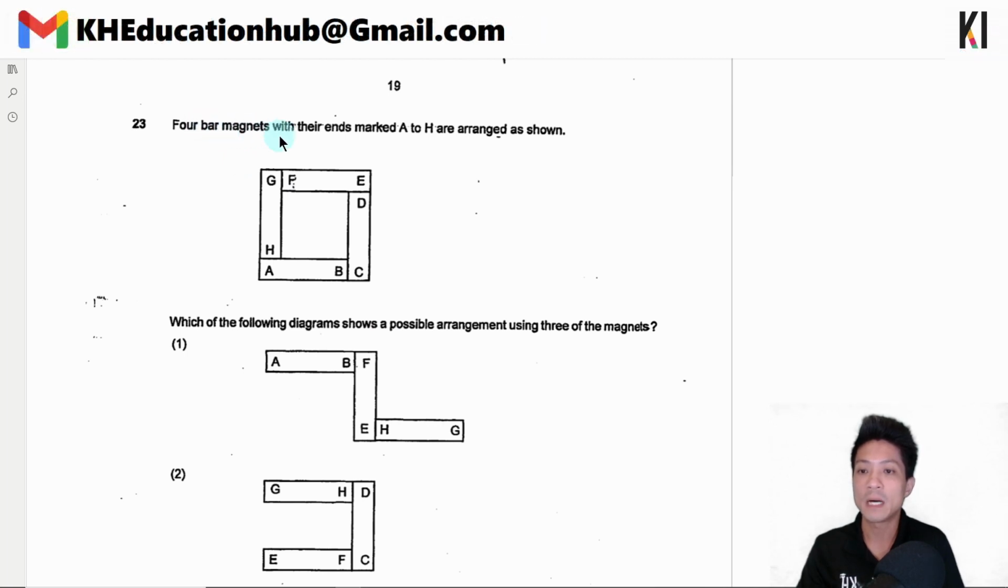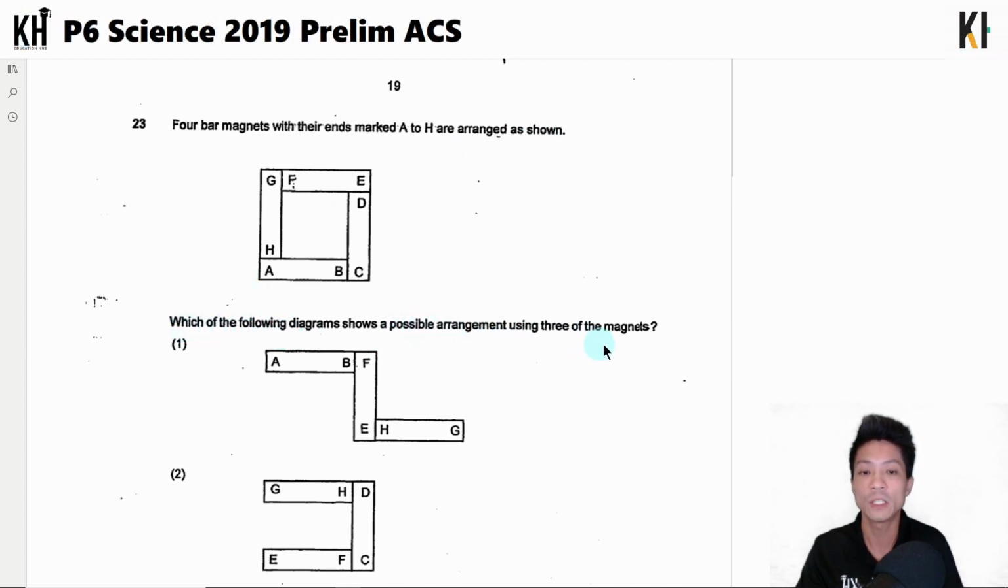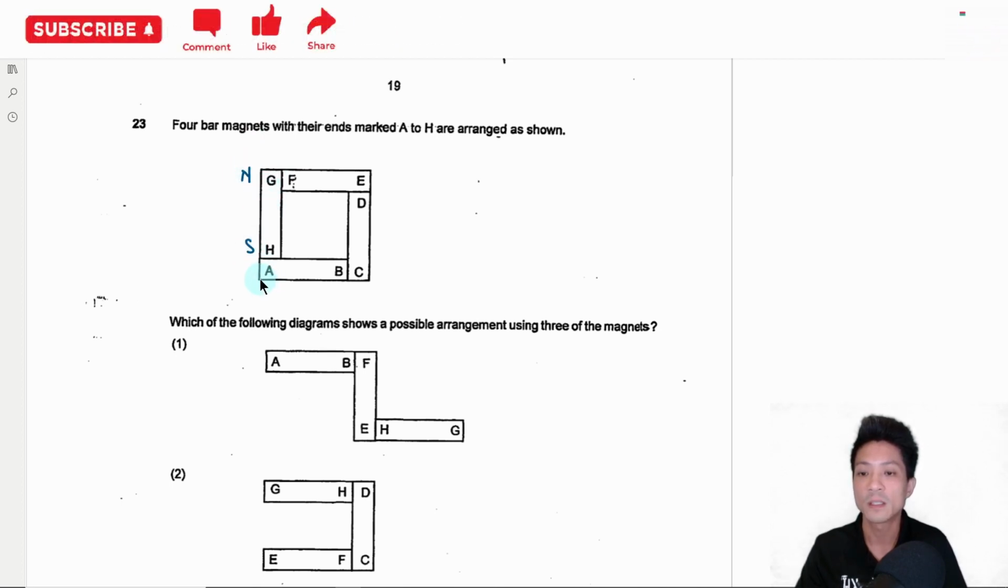Okay, 4 bar magnets with their ends marked A to H are arranged as shown. Okay, which of the following diagrams shows a possible arrangement using 3 of the magnets? Okay, so in this case, it'll be easier if we try to assign some poles to it. Okay, I'm gonna let this be north, south. So this will be north, this will be south, north, south, and this will be north, and this will be south.